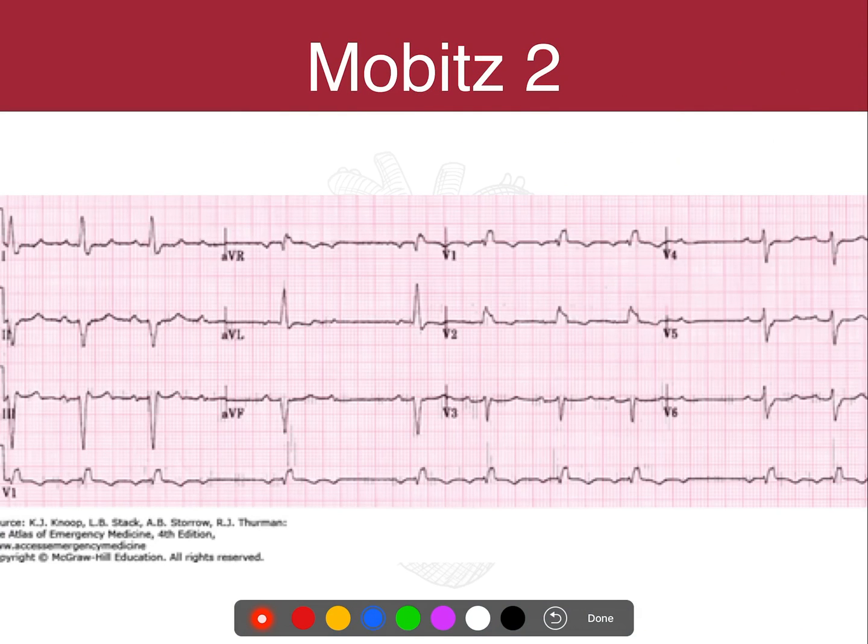This, however, is indeed a Mobitz 2. And what you can see is if we measure the PR interval, it remains constant each beat. We have a P wave and a dropped QRS complex. And a lot of times, although not always, that QRS complex is going to be wide, 75% of the time. So that's a helpful clue.